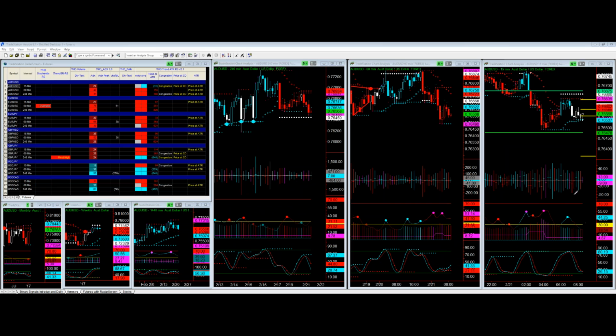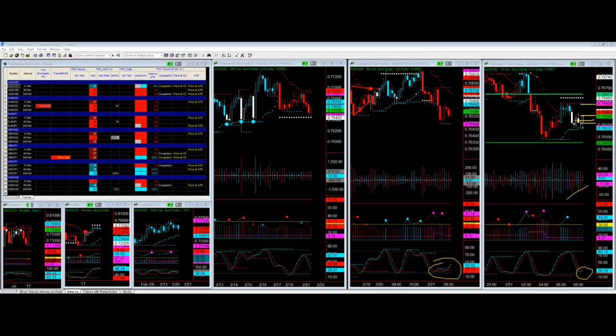On the Aussie, if you notice, your volume was decreasing, okay? Stochastics is right down near the 20 line. You've got an ATR that may support price. To me, this was a better entry. See how your stochastics over here was down around 20? That's one that I would prefer, okay?